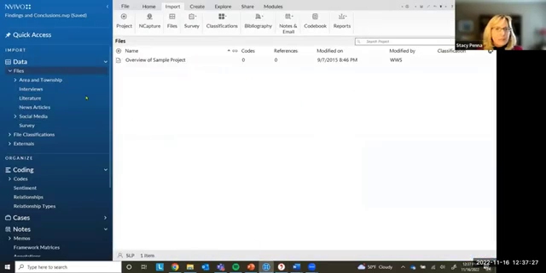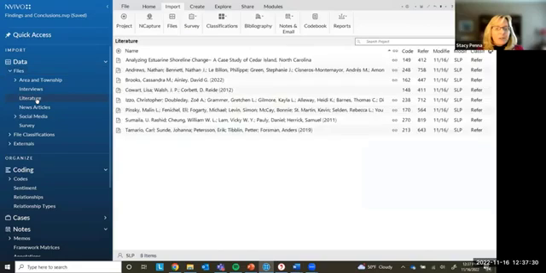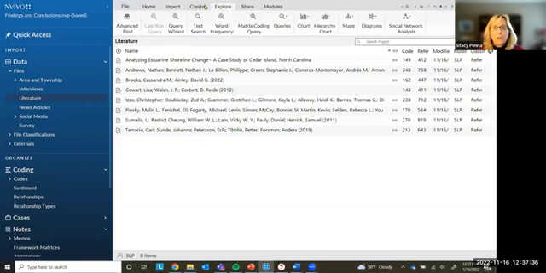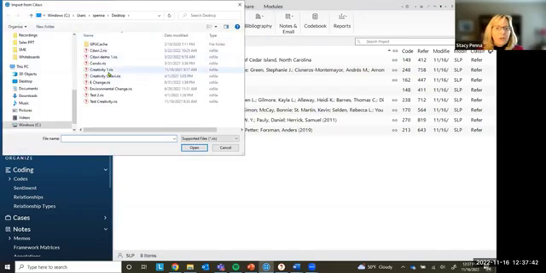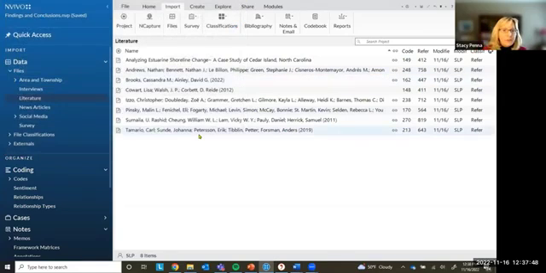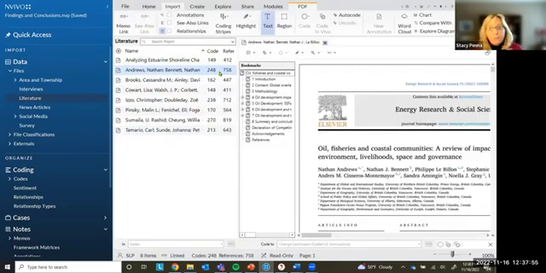So I can come in here. I have my literature review, and I'm going to go to import and go to Citavi. And then I would go and find that project, and it will bring it in. I've already done that to save time. So all those articles are already in NVivo, as you can see here. So now once they're in NVivo, I can open them up and read through them and code them.